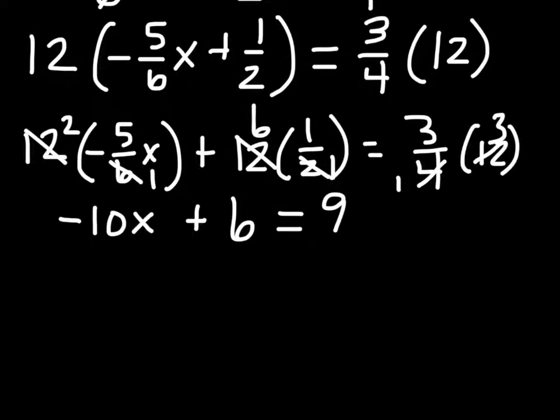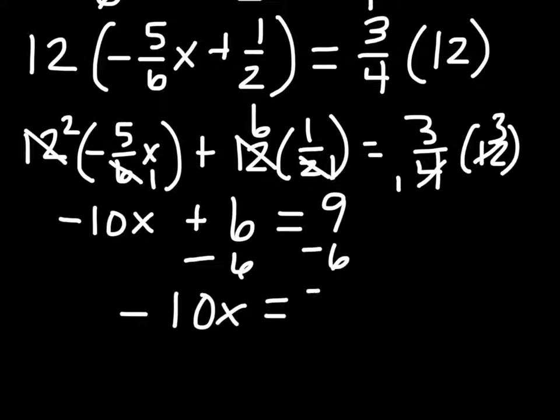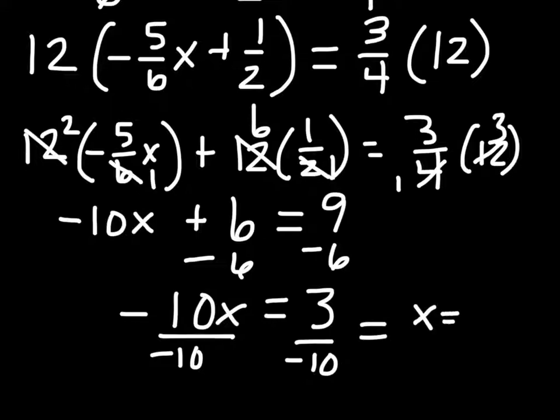Our next step will be to subtract 6 from each side to give us negative 10x equals 3. Now we'll divide each side by negative 10, giving us an answer of x equals negative 3/10.